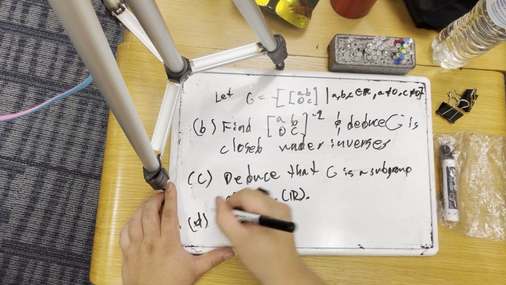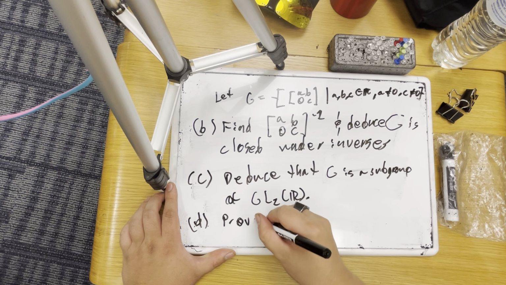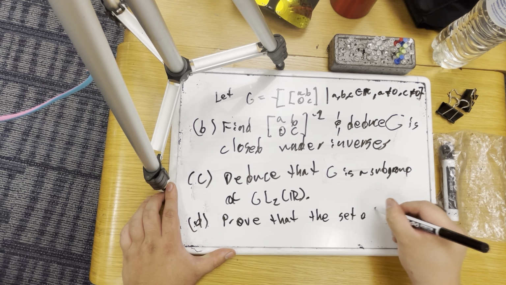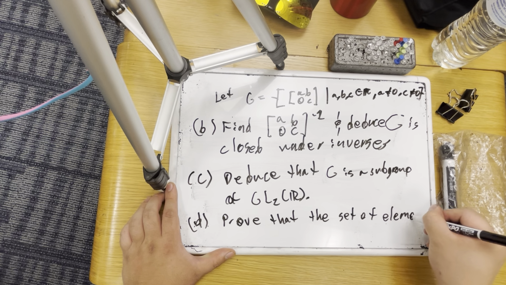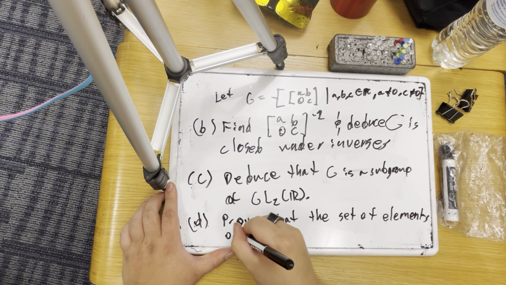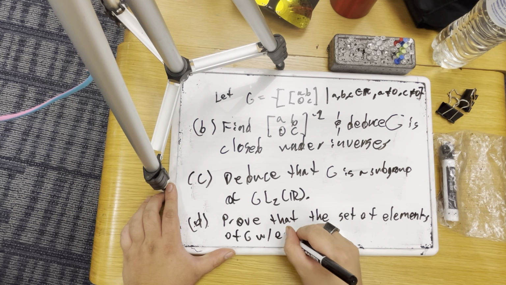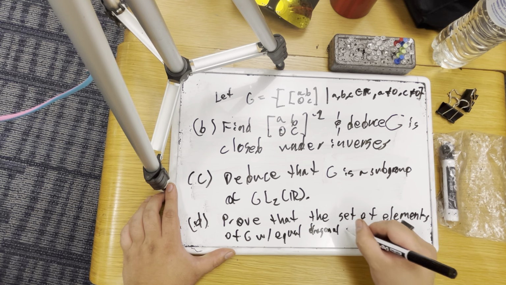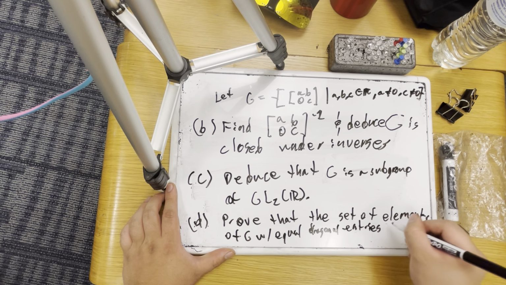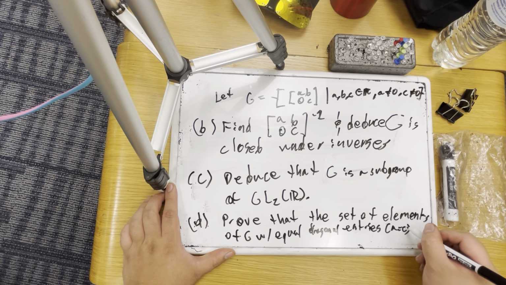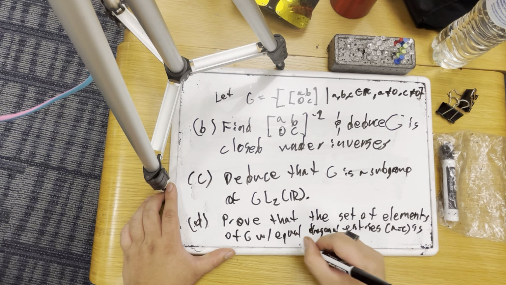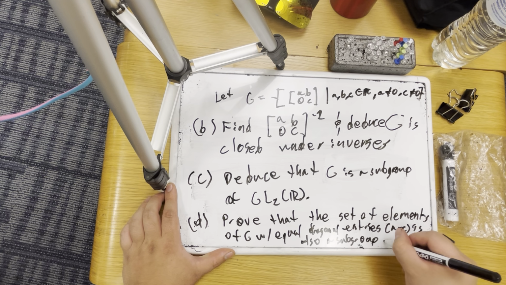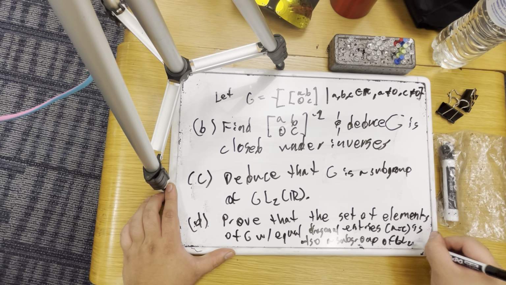And for part D, prove that the set of elements of G with equal diagonal entries, A is equal to C, is also a subgroup of the general linear group of degree 2 over the reals. Okay?